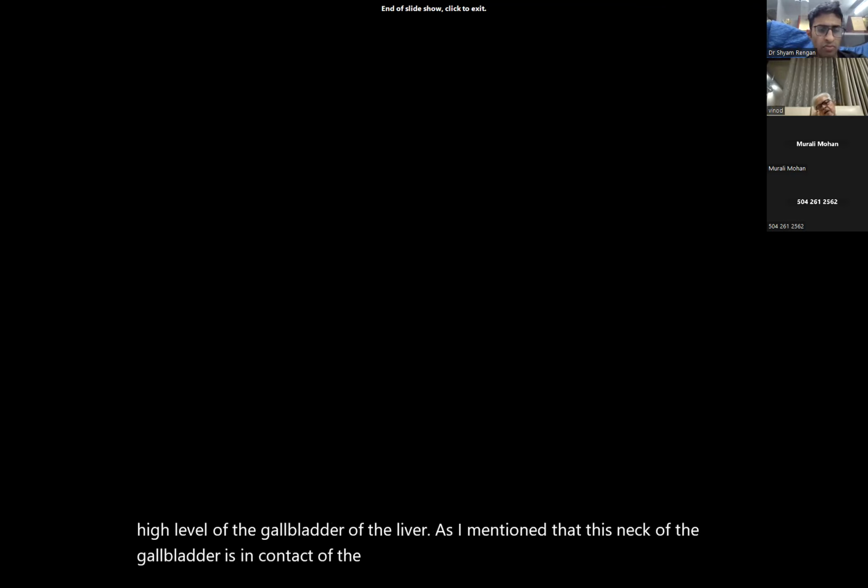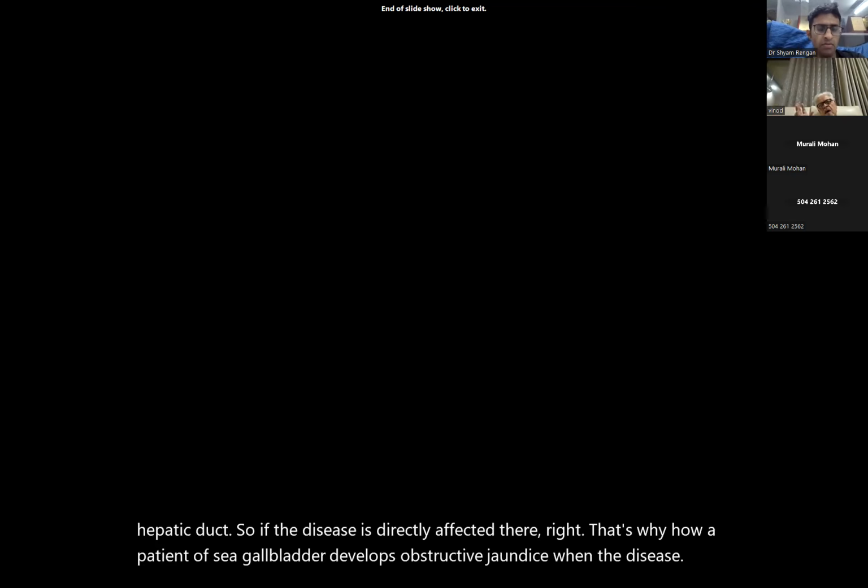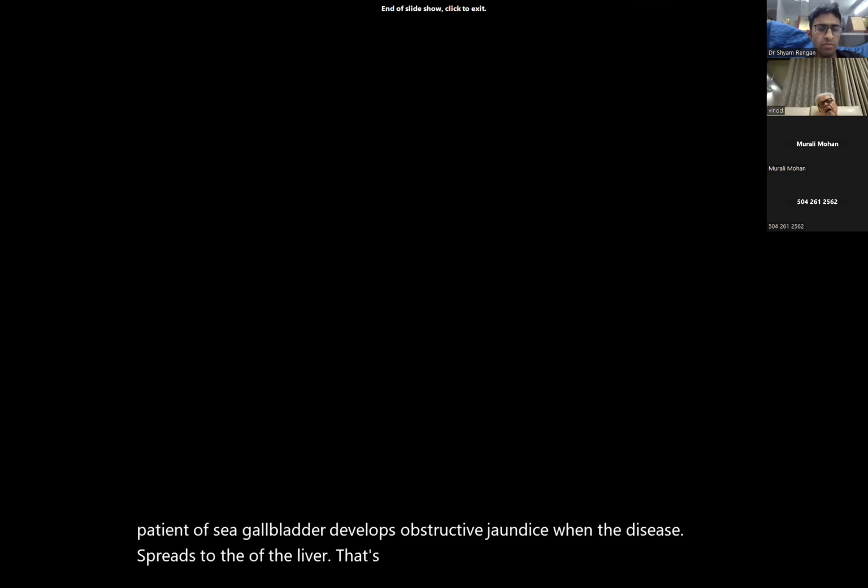Because either the disease has spread to the hilum of the liver, as I mentioned, that the neck of the gallbladder is in contact with the right hepatic duct and the right side of the common hepatic duct. So if the disease has directly affected there, that's how a patient of CA gallbladder develops obstructive jaundice when the disease spreads to the hilum of the liver. That's number one. I've just given you an example.